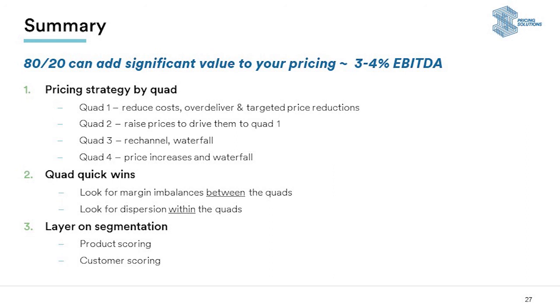Then we talked about quad quick wins. Look for margin imbalances between the quads and look for dispersion within the quads. And then finally, layering on segmentation, taking customer scoring and product scoring and actually sub-segmenting the quads into something much more meaningful.